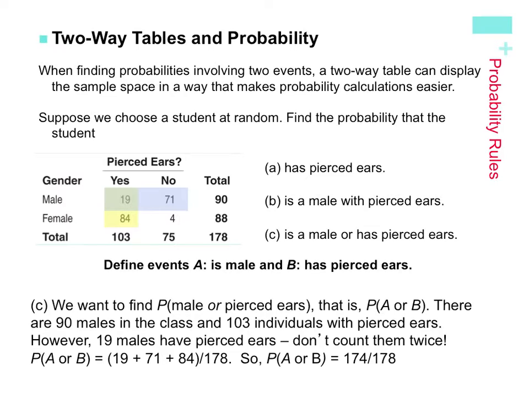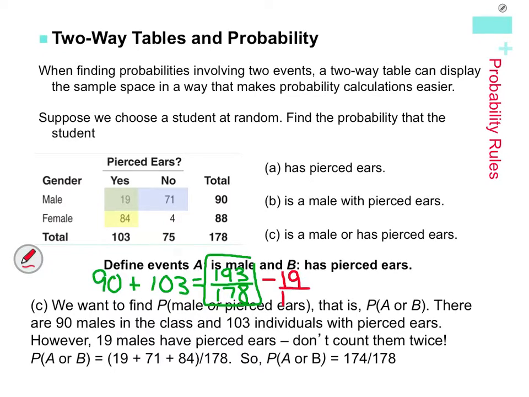Or the other way to do that would be to use the overlap to subtract out. So you have the 90 males plus the 103 with pierced ears. That's going to end up giving you a probability of 193 out of 178. We know that that's not possible. It's a probability over 1. Probability has to be between 0 and 1. So right away we would know that there was an issue here. The issue is that we counted 19 males twice.